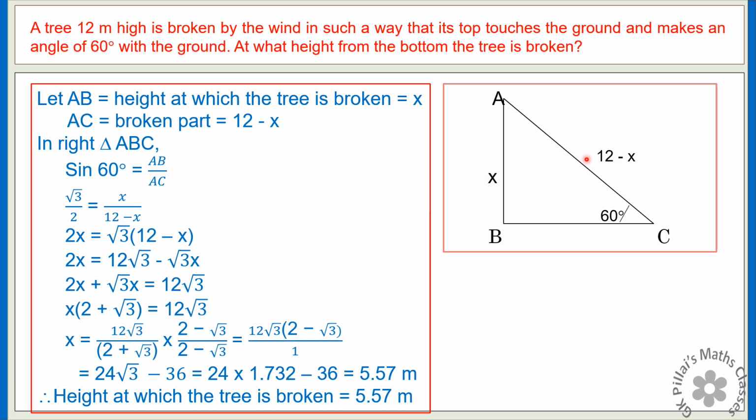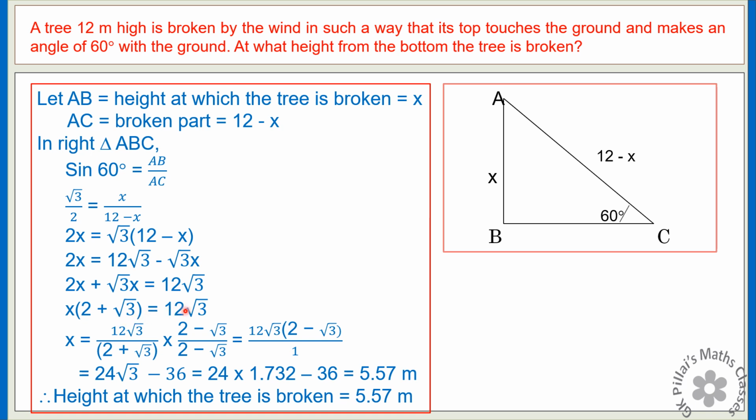So since these two sides are involved, we will use sine. Sine 60, you write the steps like this. Sine 60 degrees equal to AB upon AC. The value of sine 60 is root 3 by 2, equal to x upon 12 minus x. Cross multiply and take x term to the left hand side. You will get 2x plus root 3x equal to this, and x common. You will get x into 2 plus root 3.